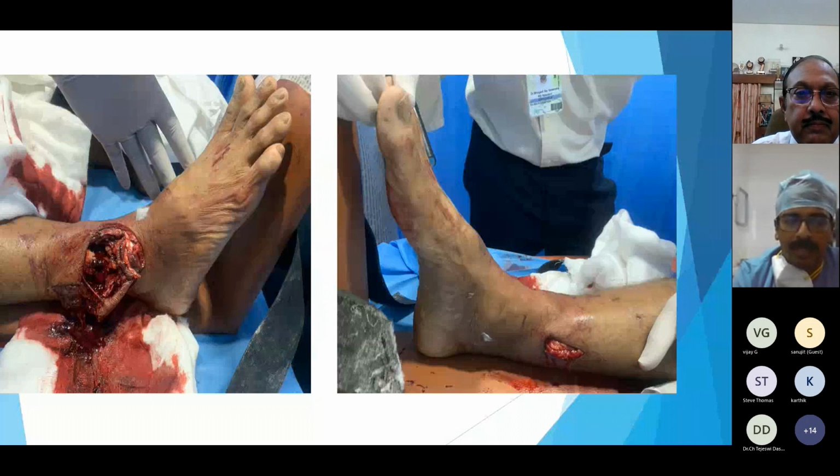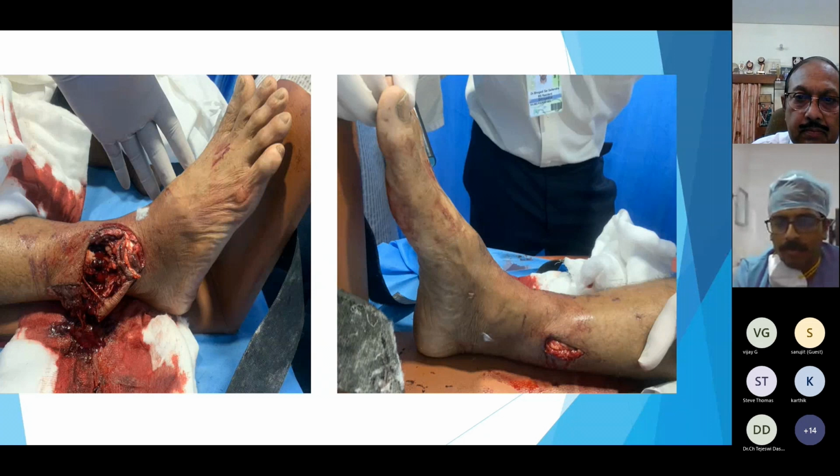Medially, it is reaching up to the anterior compartment muscles, and posteriorly, it is reaching up to the posterior compartment, but not reaching the posterior compartment. The floor of the defect is formed by necrotic muscles. Part of the fibula is exposed, and various tendons are avulsed.